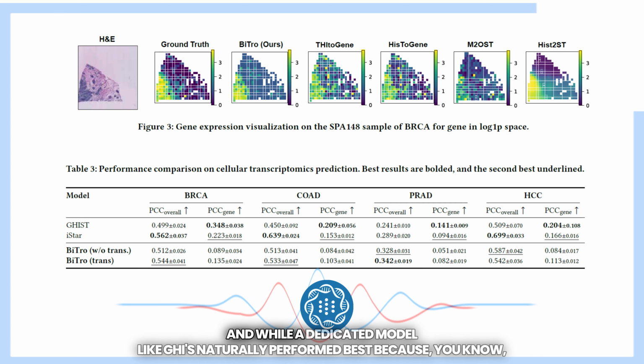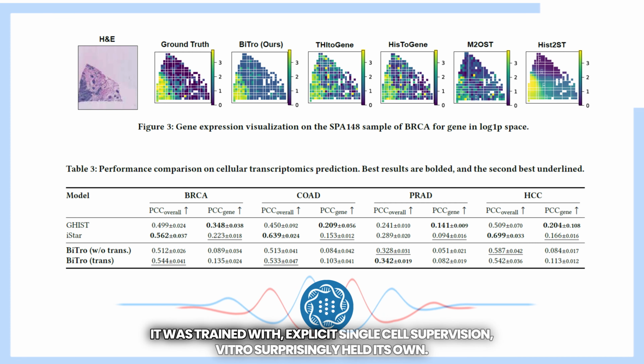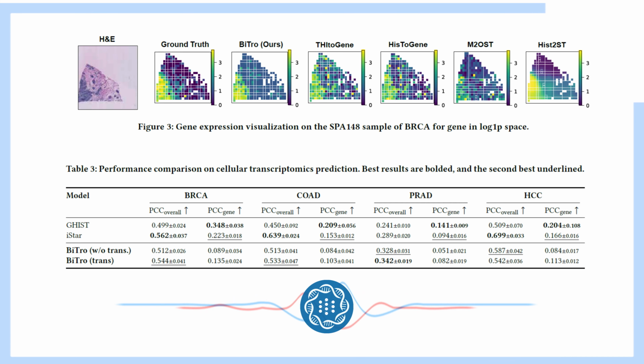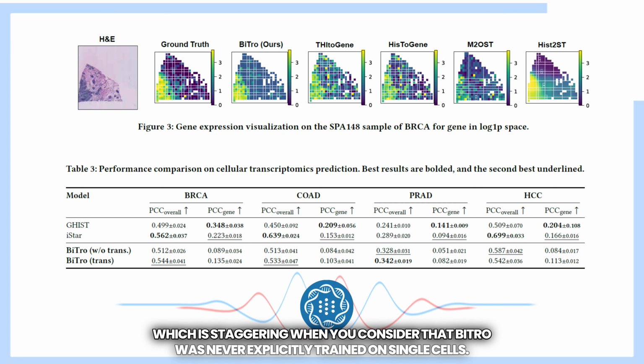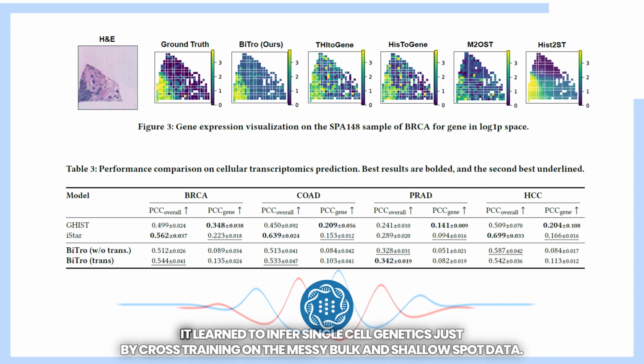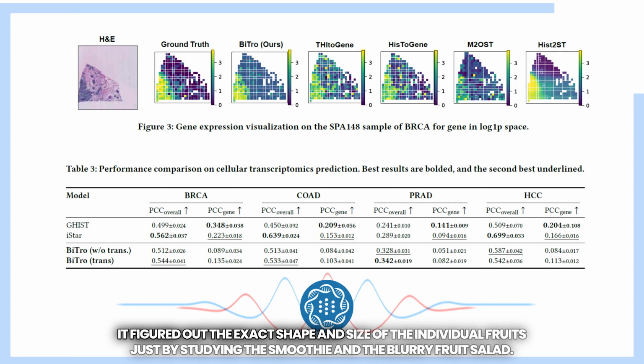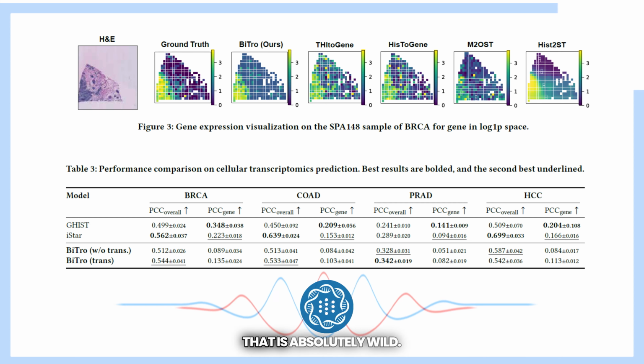Exactly. And while a dedicated model like GHIST naturally performed best because it was trained with explicit single-cell supervision, BiTro surprisingly held its own. That's crazy. It achieved highly comparable performance, which is staggering when you consider that BiTro was never explicitly trained on single cells. It learned to infer single-cell genetics just by cross-training on the messy bulk and shallow spot data. Exactly. It figured out the exact shape and size of the individual fruits just by studying the smoothie and the blurry fruit salad. That is absolutely wild.